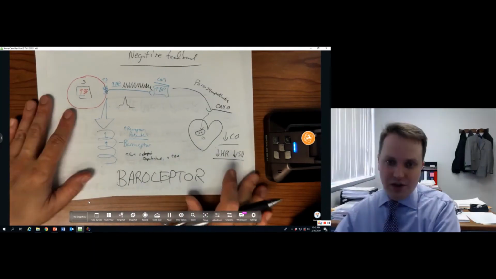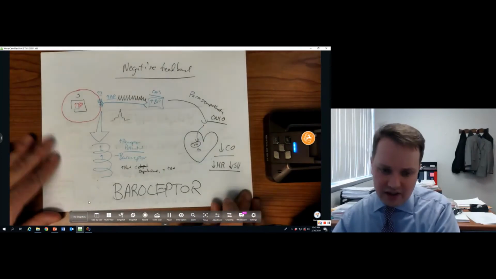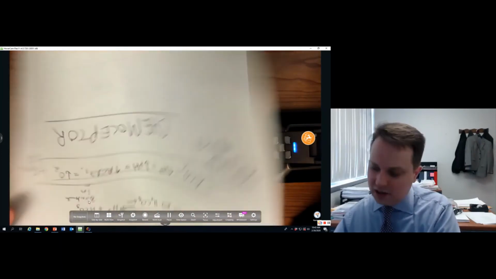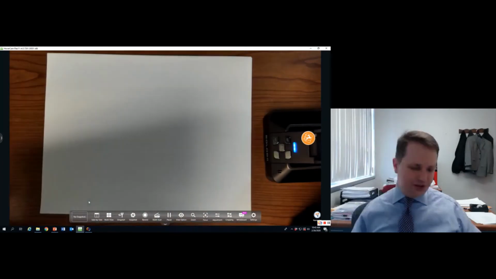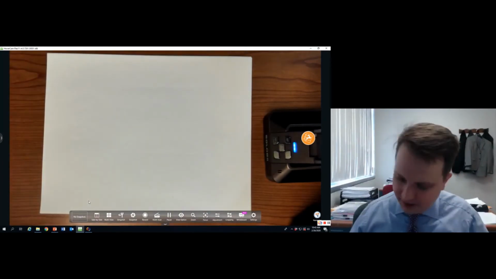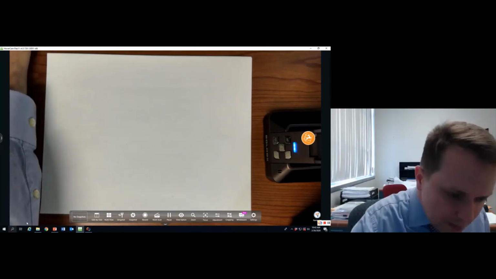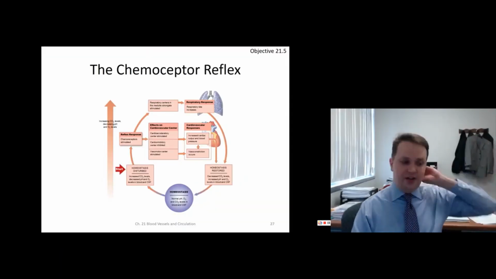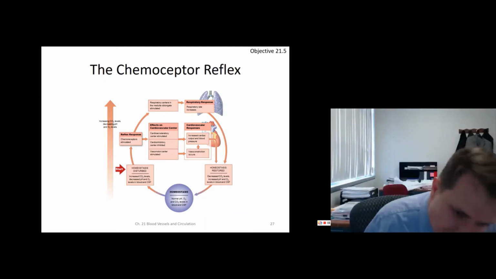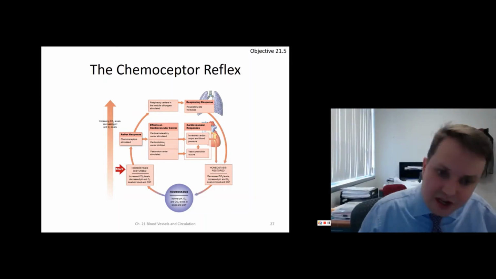Okay, so those are two very important things that you guys should be paying very close attention to for this exam. Okay? All right, so a big deal there. Baroreceptor versus chemoreceptor reflex. So if you didn't understand the biochemistry of the cell stuff and say respiration, then it's harder to get this.